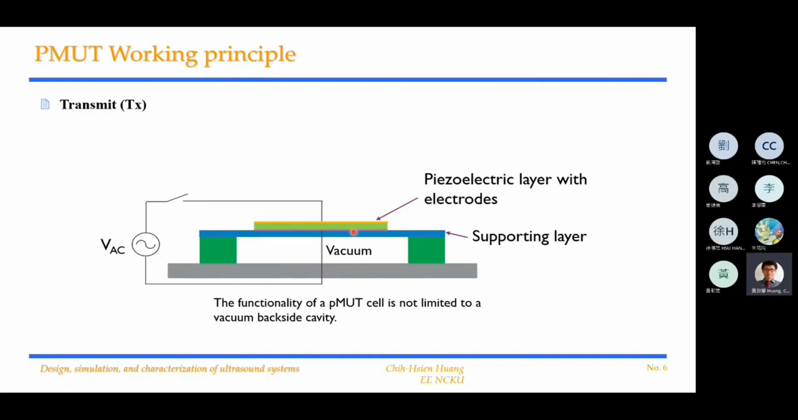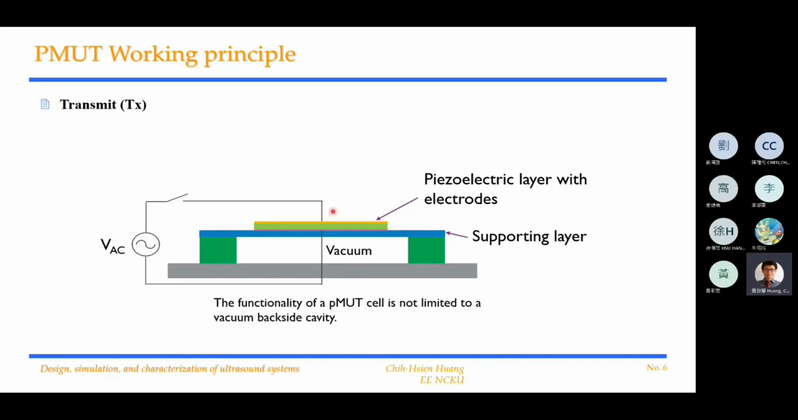Usually here they are not necessarily vacuum. Some people also use an air gap here, so it depends on the fabrication process and the requirements of the application. But anyway, we need a space here for the supporting layer to vibrate. And then for driving it, we will apply an AC voltage here to make it vibrate.